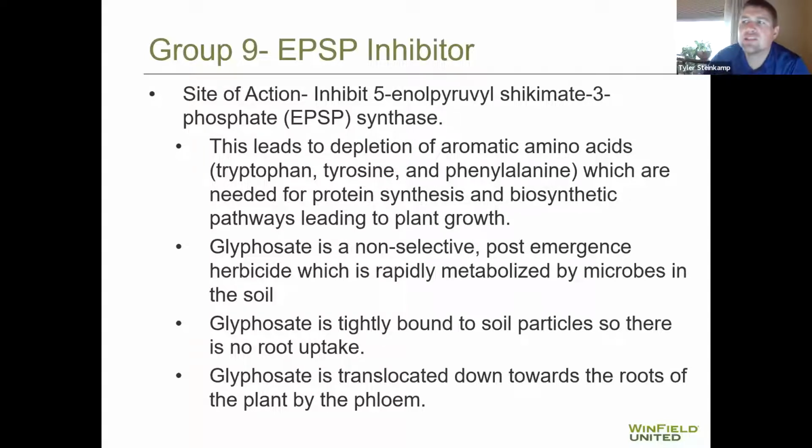Okay, and so we see this mostly in the new growth first. Now, this is what we consider a non-selective herbicide, which most of you guys know. So it kills pretty much everything, although water hemp has been a little bit tough lately, but it is non-selective. Okay, and that's why you need to have the herbicide trait in there so that it doesn't kill the crop.